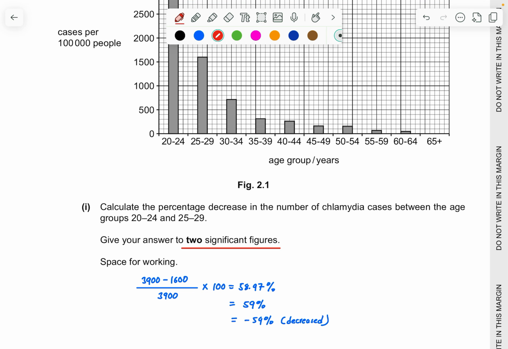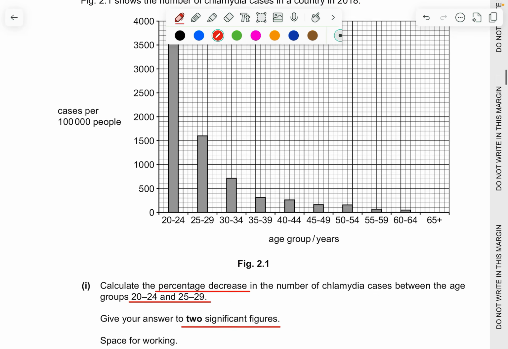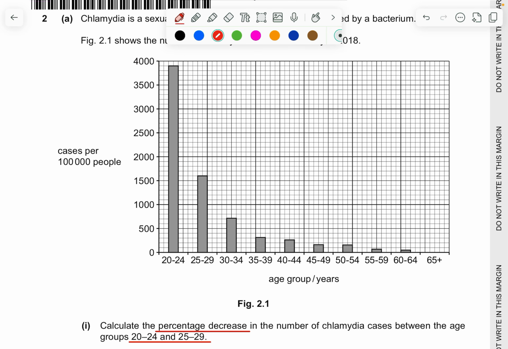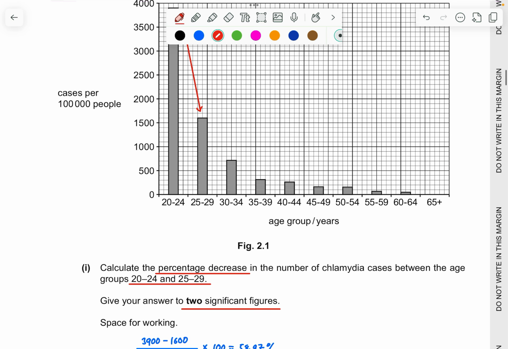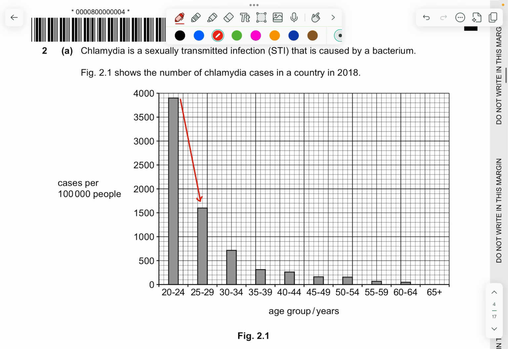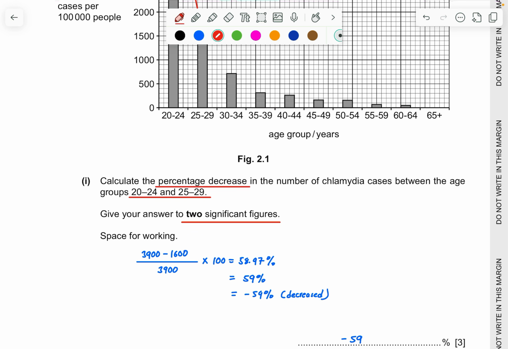Another key point they tell you is again percentage decrease. So we see another percentage decrease. The first thing we have to look for is what the difference is. Did it drop? Did it increase? You can see between 20 to 24 and 25 to 29, there's a drop in the number of cases. When you expect a drop in the cases, your value has to be negative. Your answer has to be negative something. That is what you need to know. Now, two significant figures, and we're going to solve it.